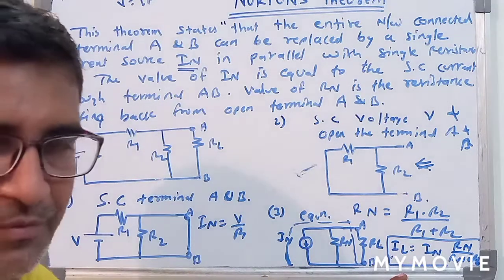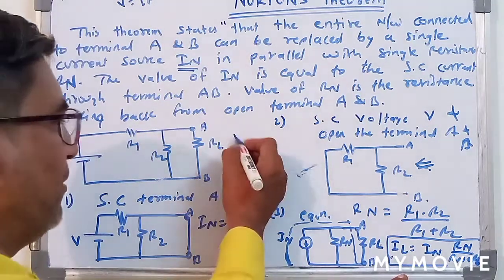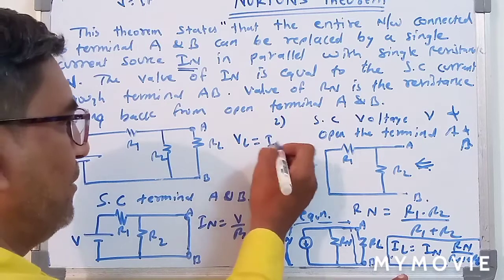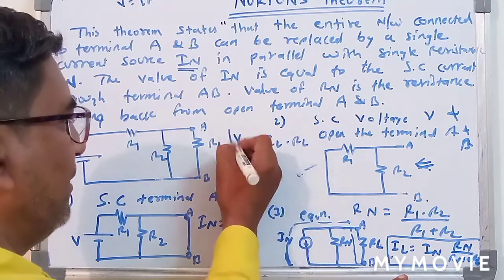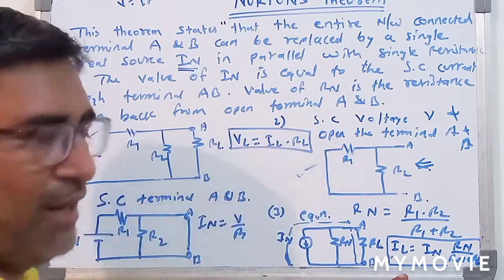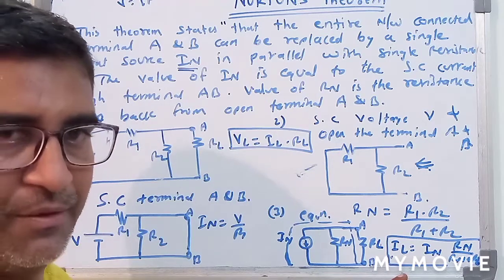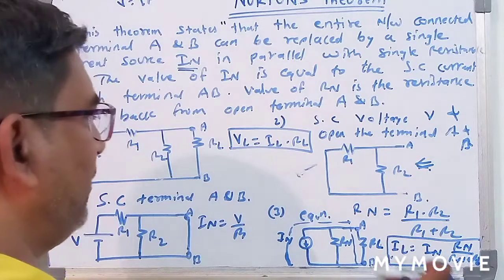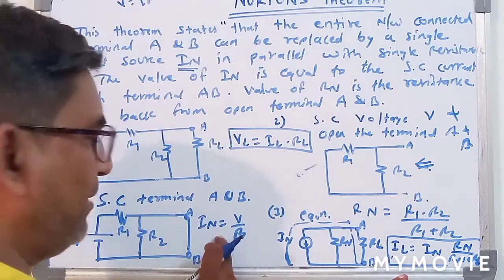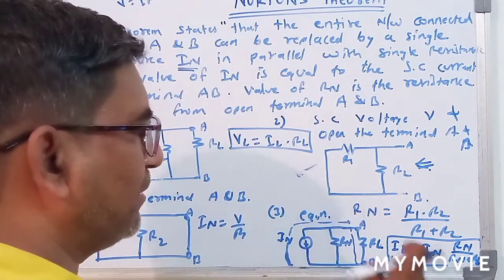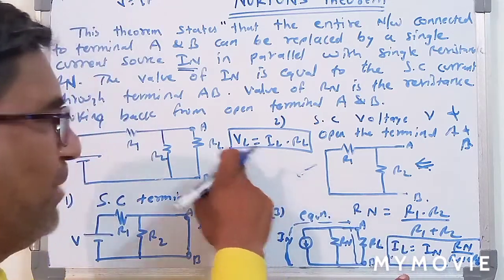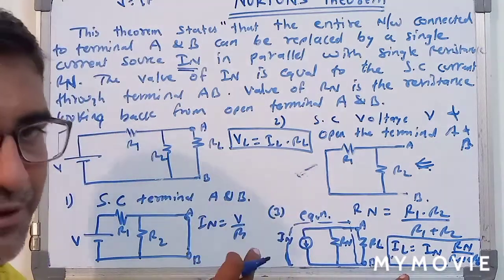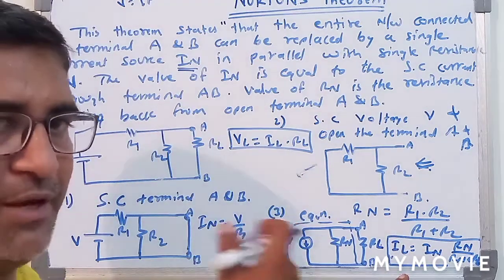Then at the last, what remains? We have to find out VL. So VL is equal to IL into RL. At the last, you will get this line voltage. So this proof, this formula, this formula, this formula, and this formula: first IN, second RN, third IL, and fourth VL. It is very much important for solving the problem.